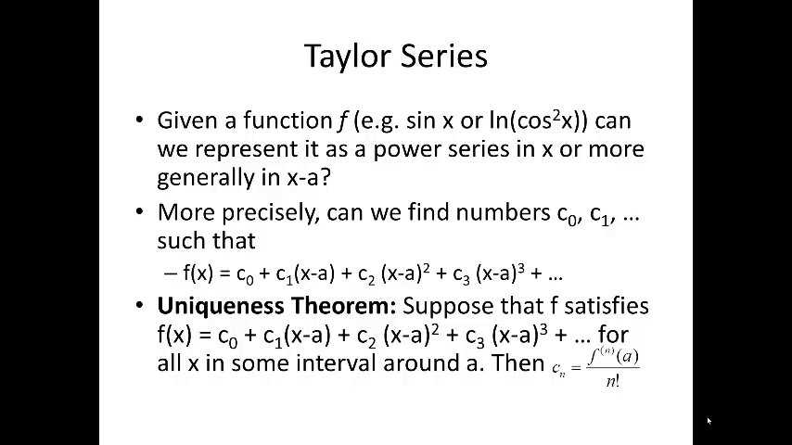The power series representation of a function in x minus a is called its Taylor series, after Taylor of all people. If a is equal to 0, then we have a Maclaurin series, and of course those were named after Maclaurin.